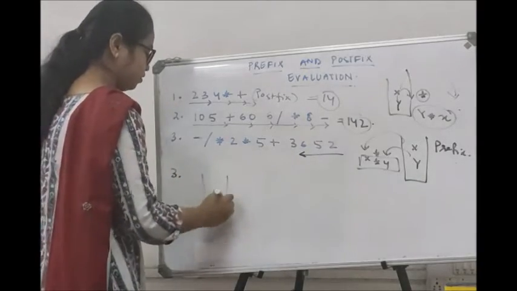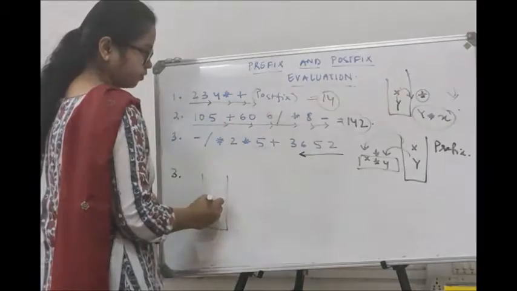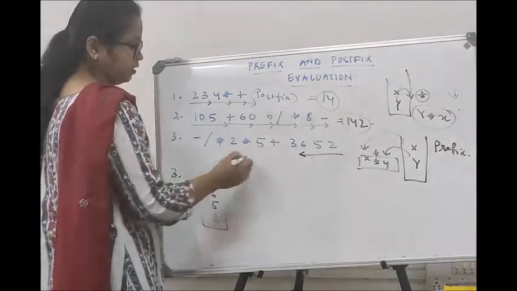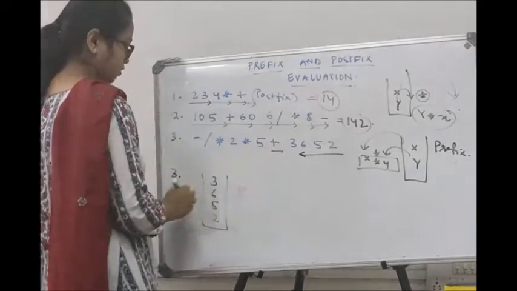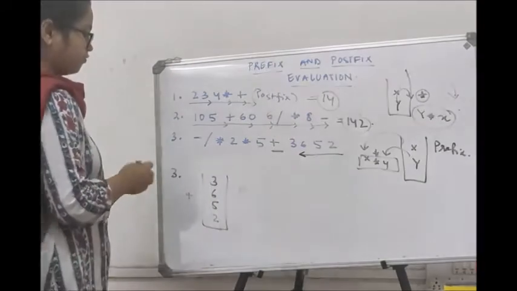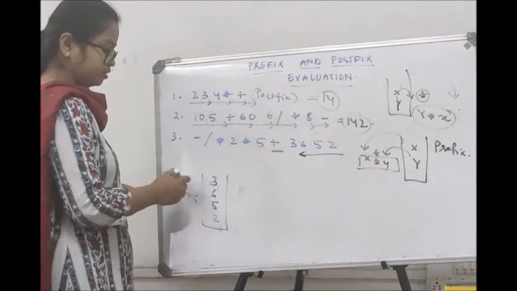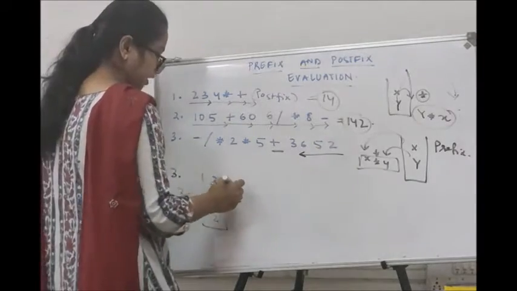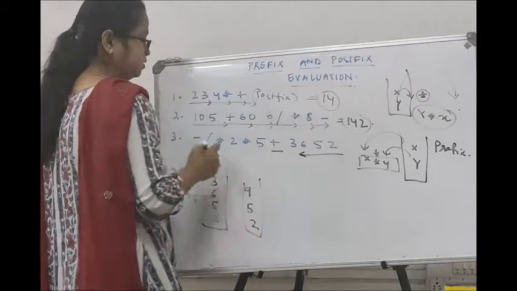Now, there is a stack. First we push the operands 2, 5, 6, 3. Now we come across an operator plus. So what we have to do? We have to place plus here and we have to see 3 plus 6. 3 and 6 are evaluated. 3 plus 6 is 9. Push it back to the stack. So 9, 5, 2 are the stack contents.